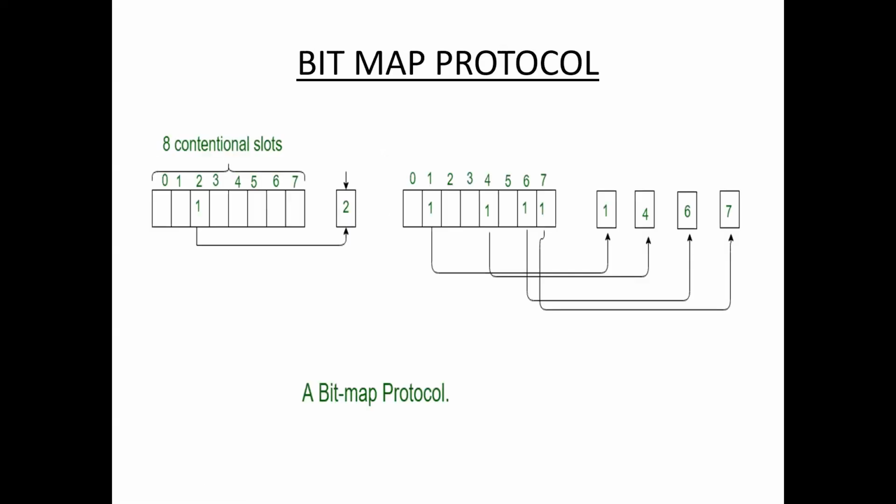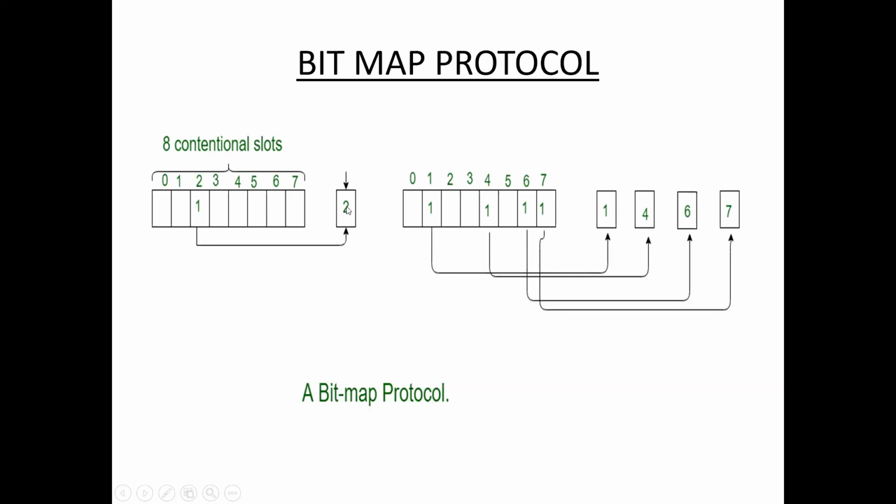Here, first one, the bitmap protocol. The bitmap protocol is a collision-free protocol. In the bitmap protocol method, each contention period consists of exactly n slots. If any station has to send a frame, then it transmits a one bit in the respective slot. For example, here station 2 has a frame to send, so it transmits a one bit during the second slot here. Total 8 contention slots, that is, here n equals 8.